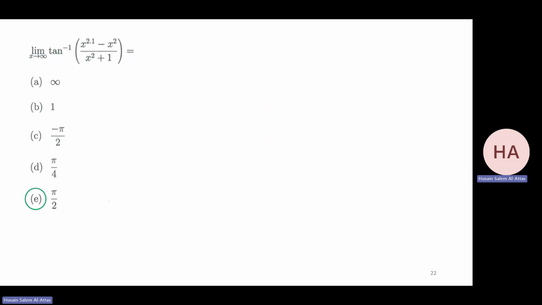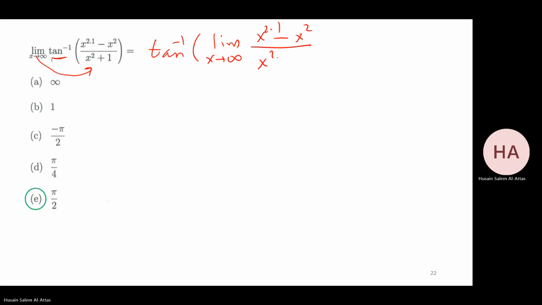I'm going to do this limit. Since it's a continuous function, I can take the limit inside. So that will be tan inverse of this limit. Okay. Now, how to do this limit? Limit as x goes to infinity of this function.